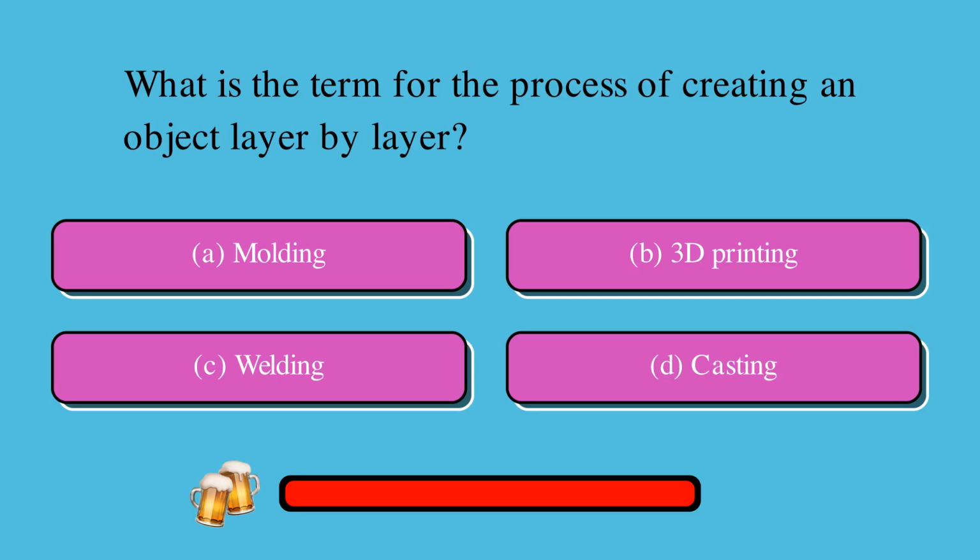What is the term for the process of creating an object layer by layer? Is it A, molding, B, 3D printing, C, welding, or D, casting? The correct answer is B, 3D printing.